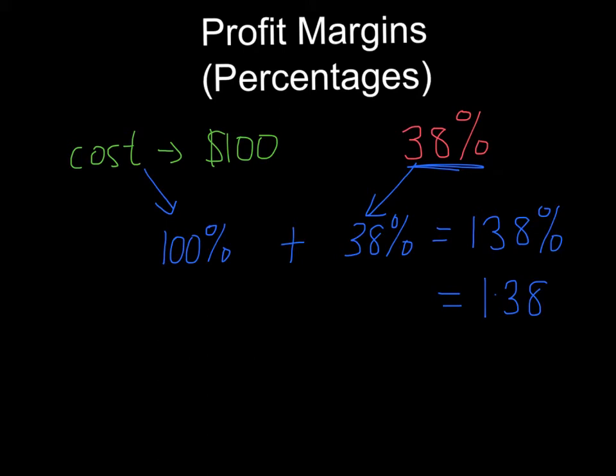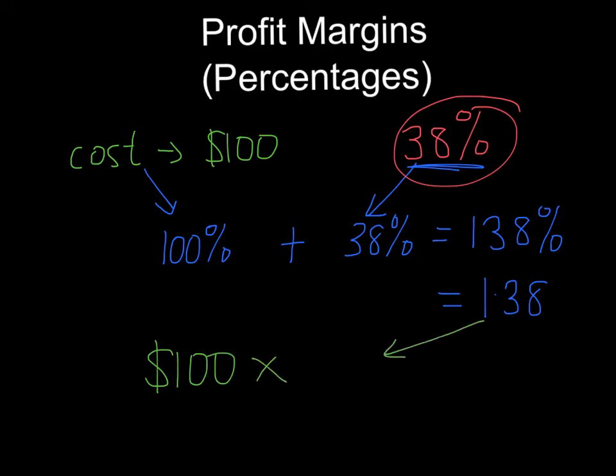Then to work out the selling price with the profit margin of 38%, you would do the original price, which was $100, and then you would times that by 1.38, selling it at 138% of the original price. That would therefore give you, in this case, $138.